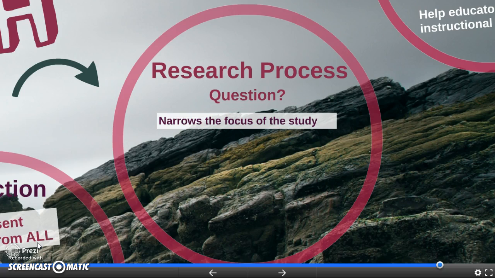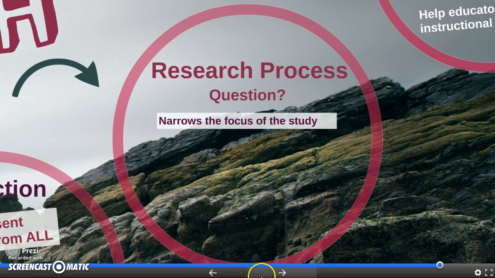My initial research question was the following. What instructional strategies promote increased vocabulary literacy development in English language learners grades K through 6? That's a mouthful.